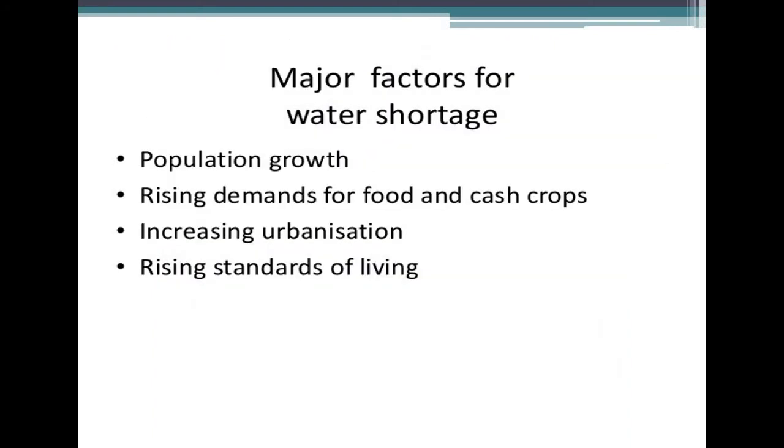Major factors for water shortage. The factors are population growth. Population growth leads to high demand of water, and this is one of the major reasons behind the shortage of water.